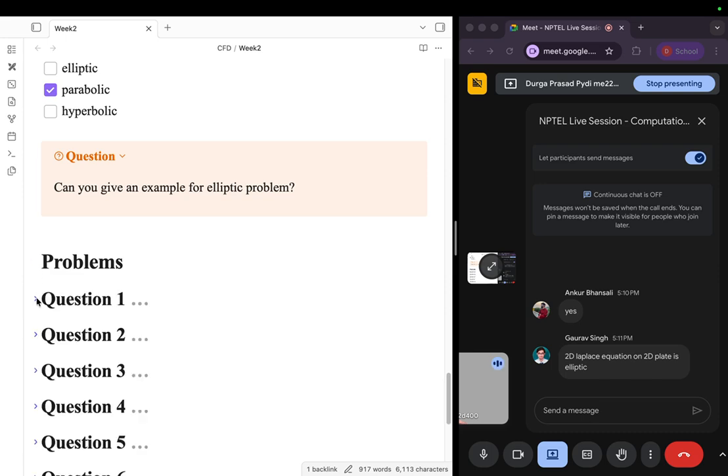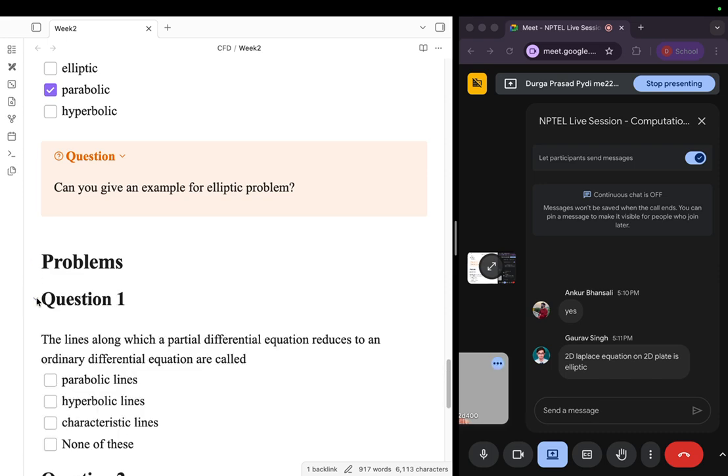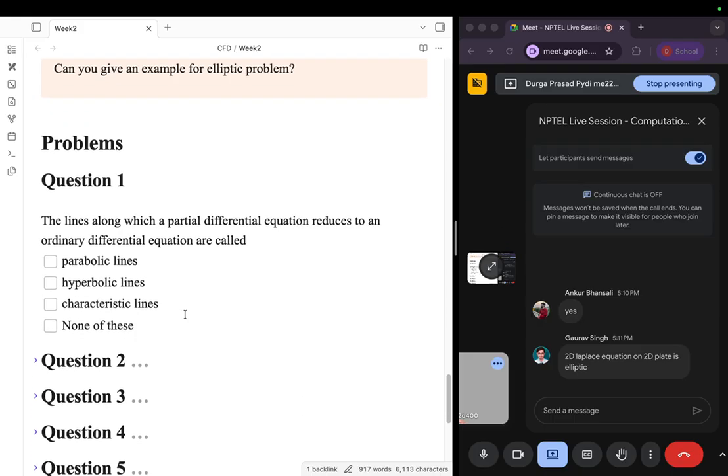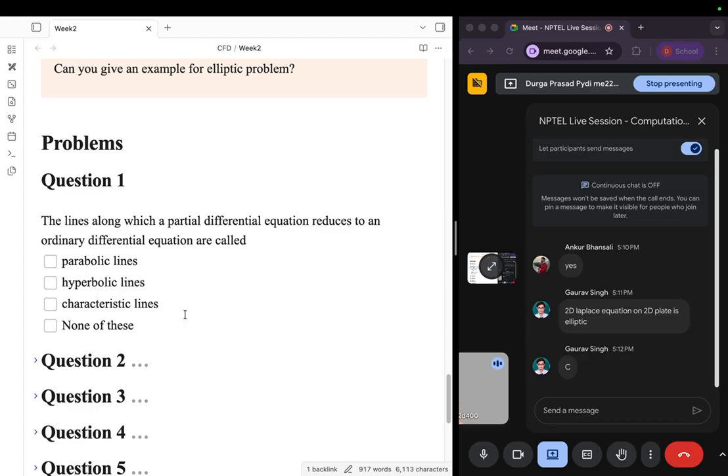These are some problems from previous year questions. You can quickly answer them. The lines along which a partial differential equation reduces to an ordinary differential equation are called as. As I said, these are the characteristic lines. Once you know the characteristic lines, you can solve the differential equation along those particular lines.